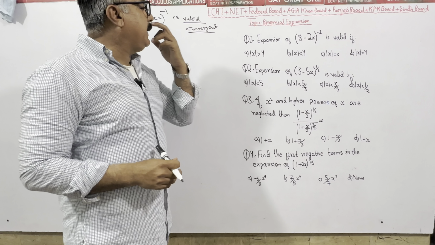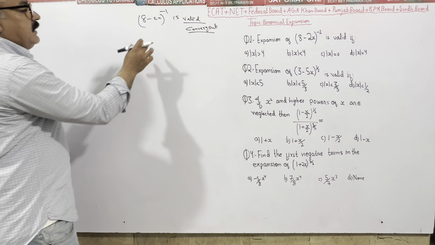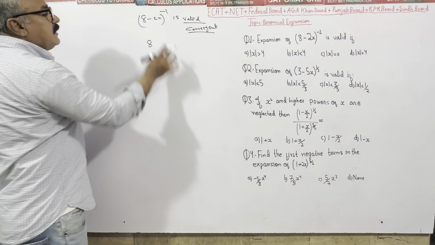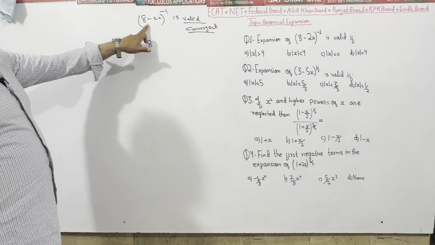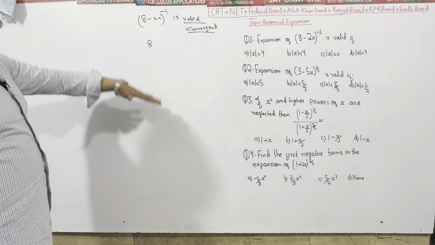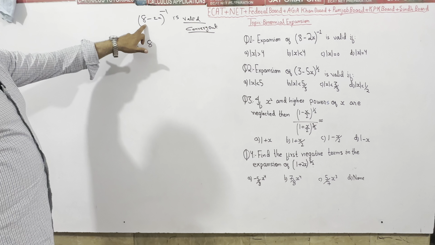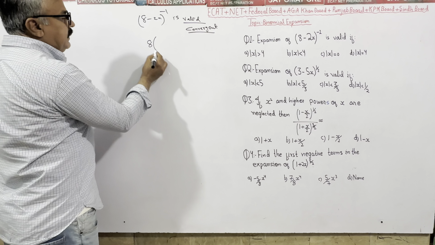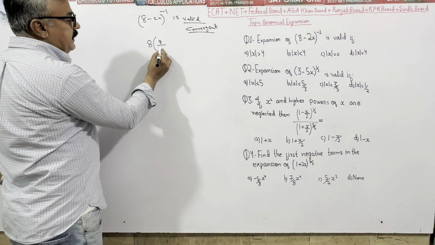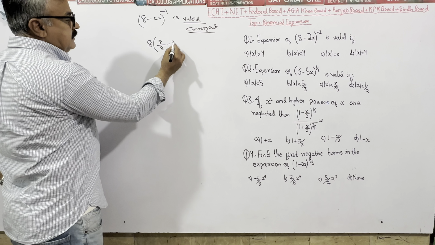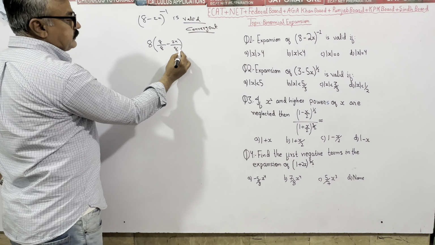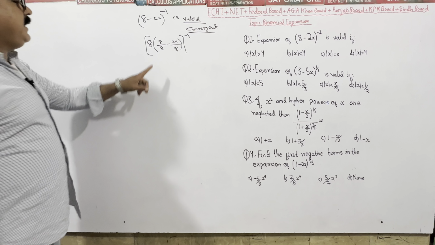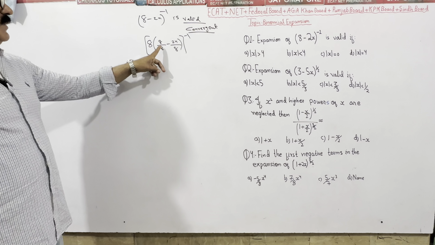in order that it is convergent? For this to be convergent, make the first term 1. It will facilitate our work. Make the first coefficient, the first term, 1. Take 8 common. Taking 8 common means dividing by 8: 2x over 8, overall raised to minus 1. Make the first term positive 1.